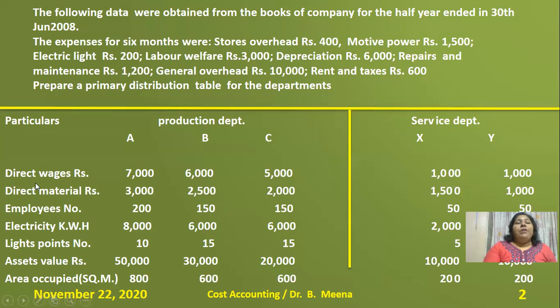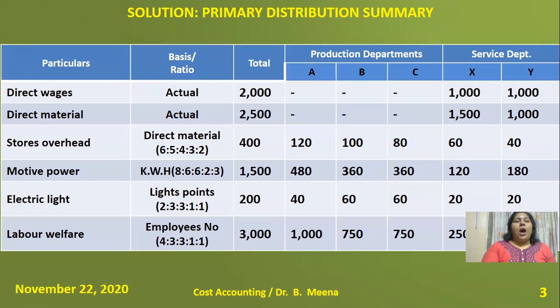In this problem, we have both wages and material. Already I told in the previous video, whenever you have the information about the material and wages, you need to show only in the service department and take the amounts whatever you shown in the service department summation to be posted in the total column. The basis is actual.